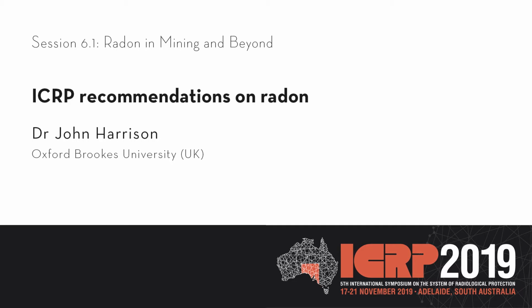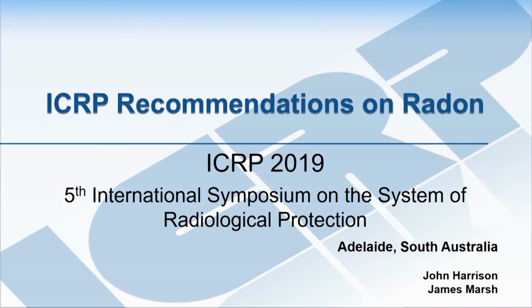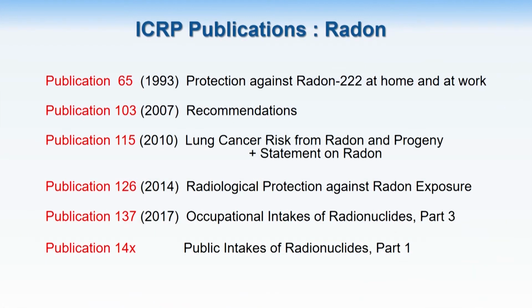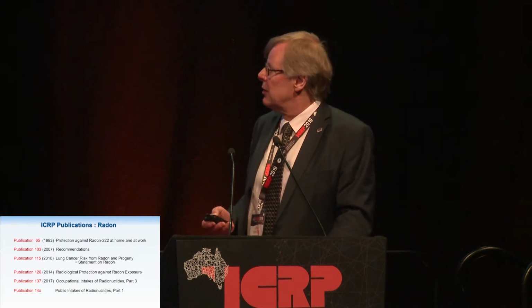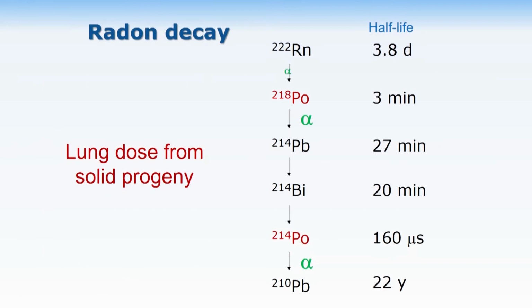So, ICRP recommendations on radon, following from Dominique's discussion on the epidemiology. What I want to do is go step briefly through each of these publications, going back to publication 65 and what they say about radon dose coefficients and reference levels. Before I do so, I think it's useful just to remind ourselves what we're talking about.